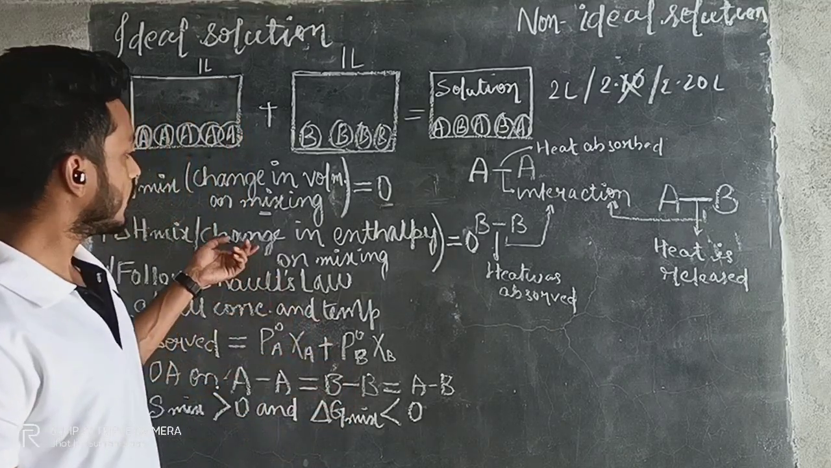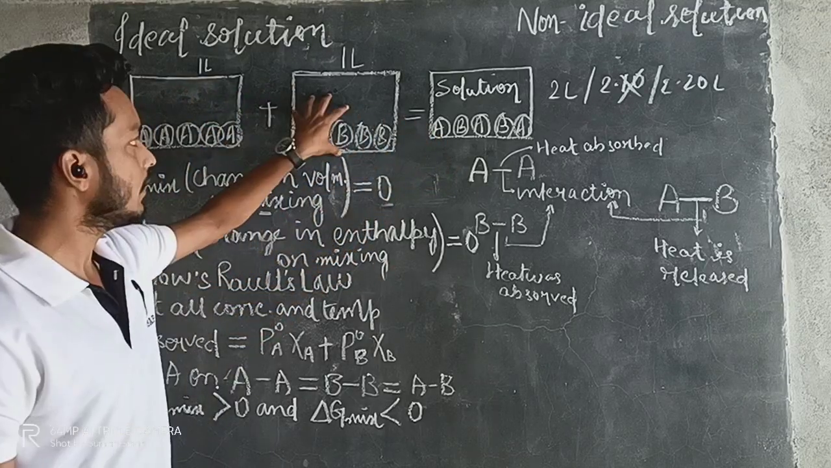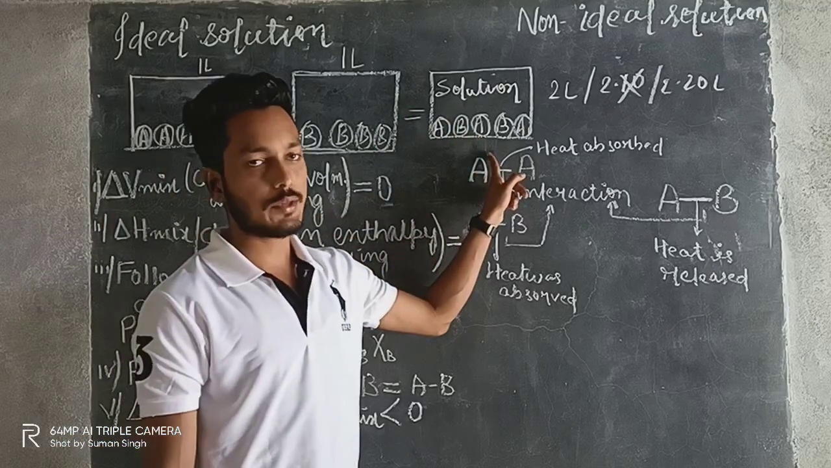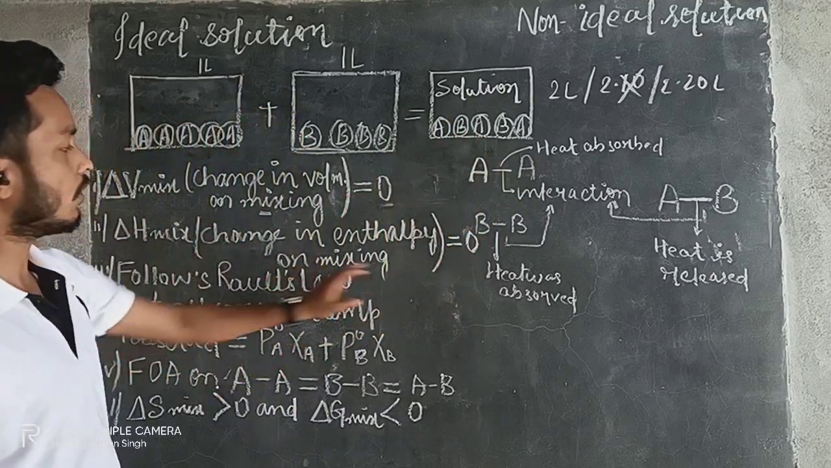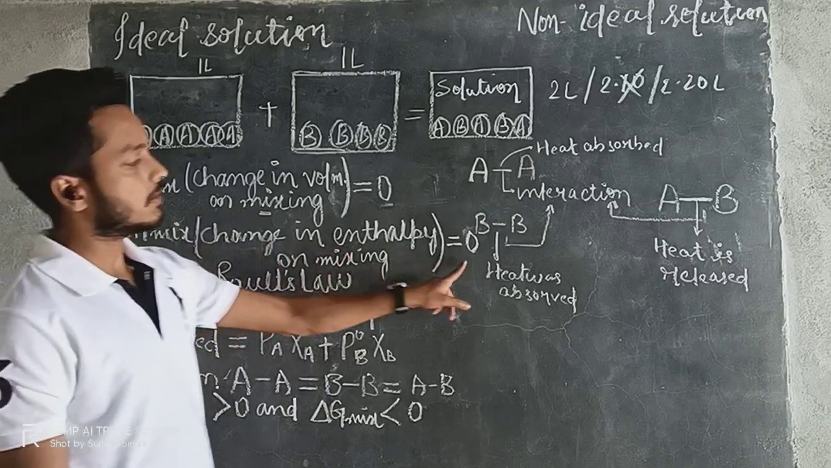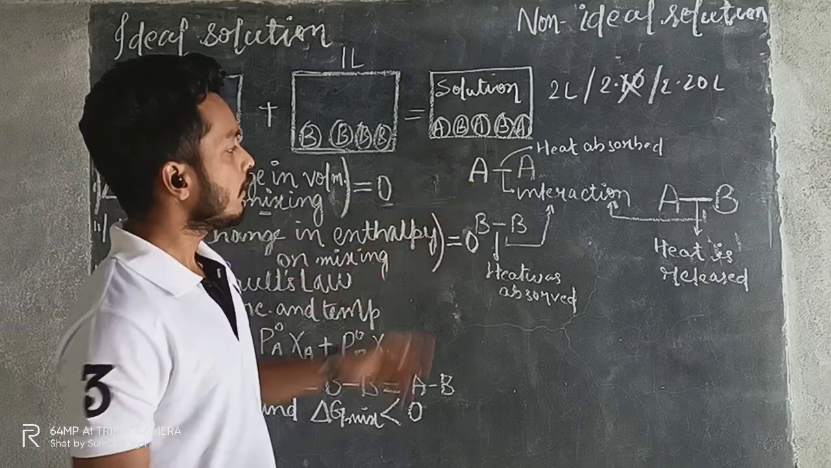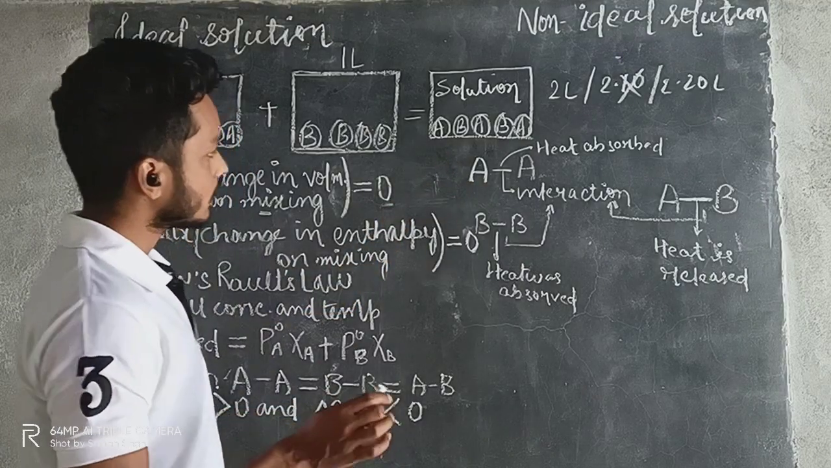So if there is no change in enthalpy on mixing, when we are mixing A and B, at that time also we call it an ideal solution. As you can see, del H mixing is 0, then also it is an ideal solution. Now, let's see one more example.